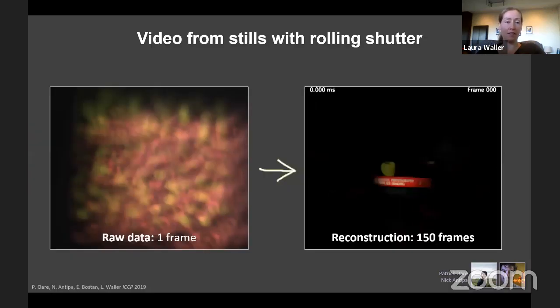Here's another example, a raw video. This is an important scientific application of Nerf darts hitting apples on textbooks. Hopefully you can see the video okay over Zoom.